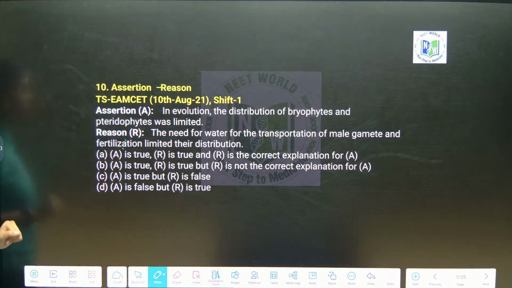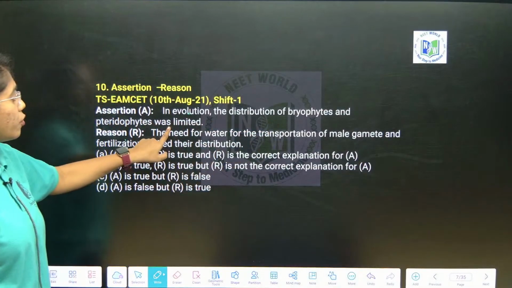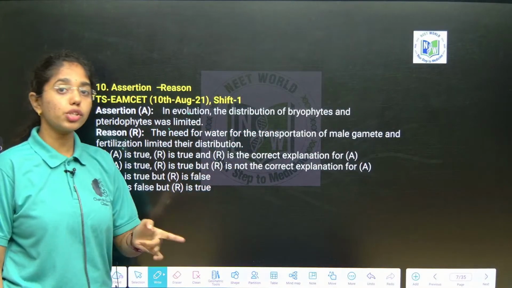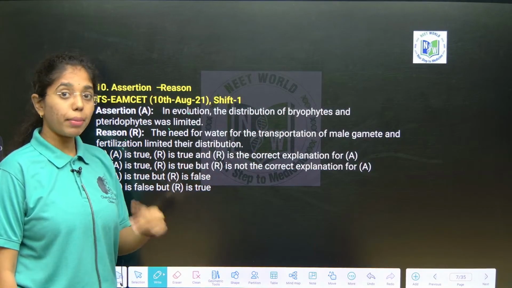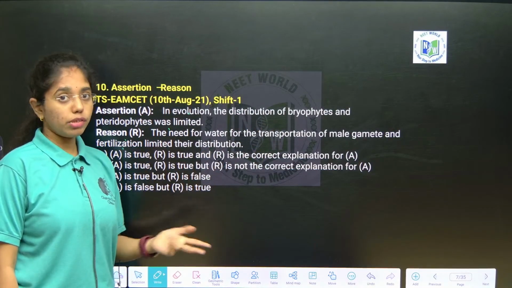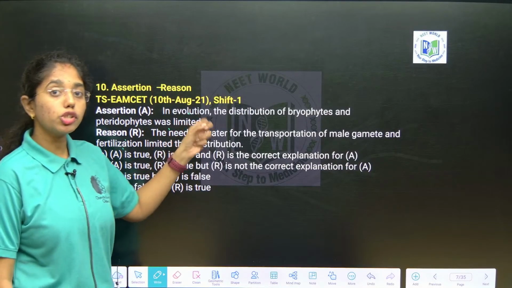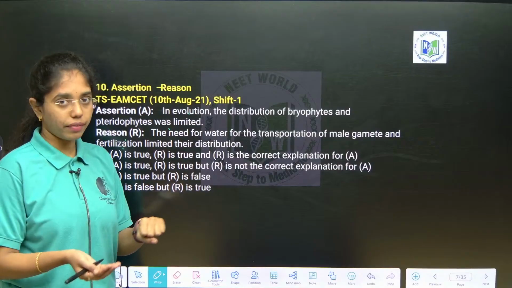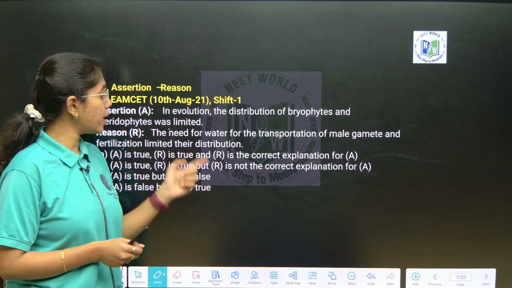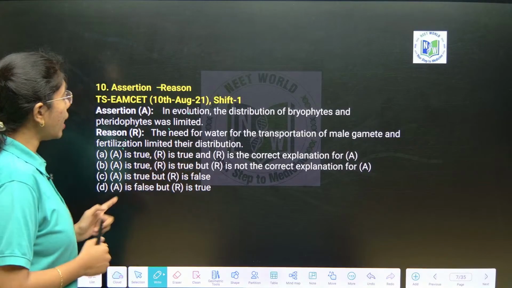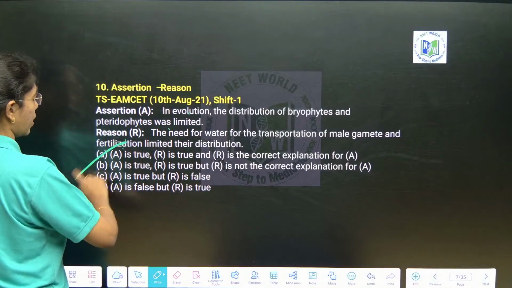Once again, we will go with the assertion. In evolution, the distribution of bryophytes and pteridophytes is limited, but only in comparison with other divisions of plant kingdom like angiosperms and gymnosperms. Why is its distribution limited in a comparative way? It is limited because for transportation of male gametes they require what? Water. So here A and R are true, and reason is the correct explanation of A, option A.